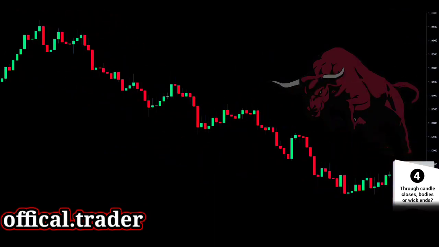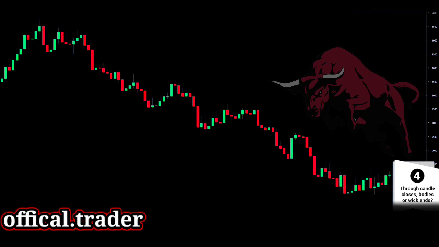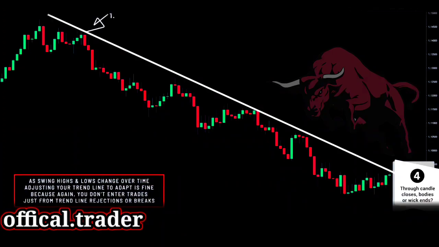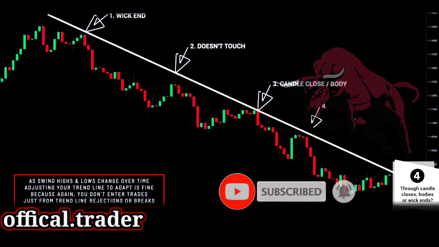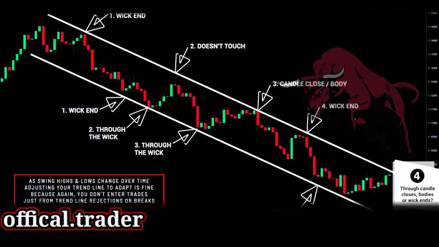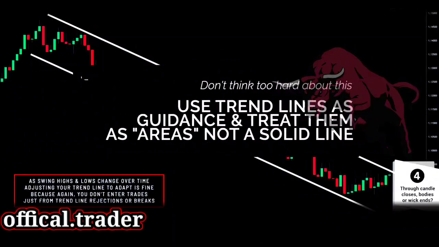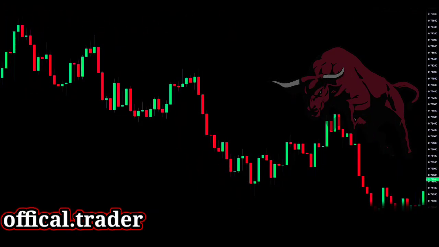So let's do this one more time. Here's your clear moving downtrend, and along the top, we would place our trend line like this. Again, wick end, doesn't touch, candle close, wick end. And along the bottom, we would place our trend line like this. So don't think too hard about this, because again, we use trend lines as guidance and treat them as areas, not a solid line.